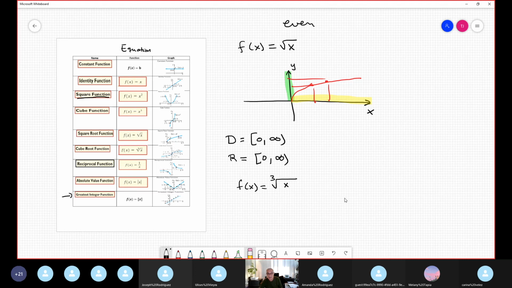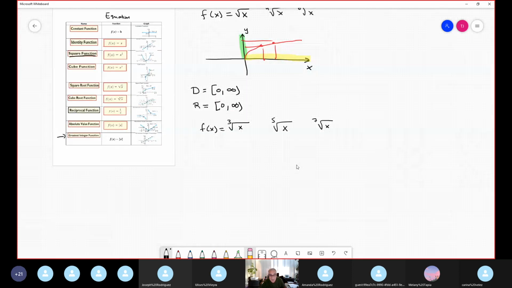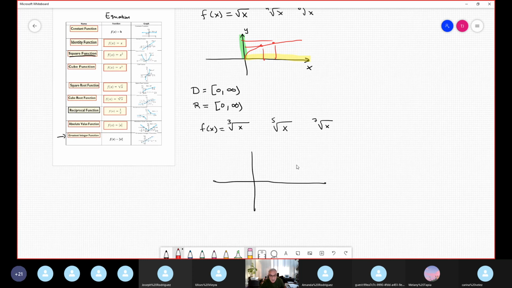This is similar in the even roots, like the fourth root, sixth root, and so on. And this is similar in the fifth root and the seventh root. So the graph is different. Look at that. The graph of the cubic root is different. It's like that. That part is similar to this, but you have the exactly symmetric negative part. This is a classical odd function.